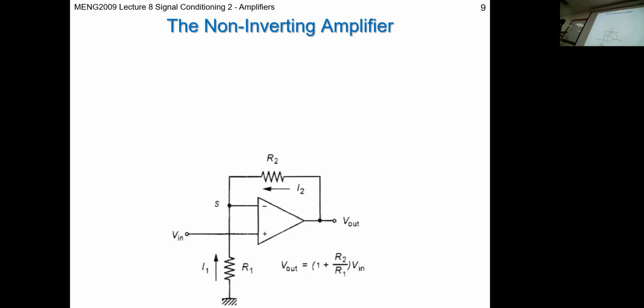I2 is going to be V out over R2. Sorry, no, it's going to be V out minus V in, over R2. This is going to be the same. So from those relationships, I want you to get V out equals what relationship. We should come out looking like this.